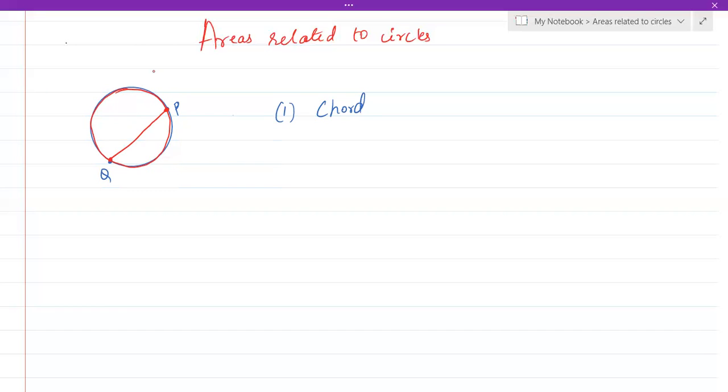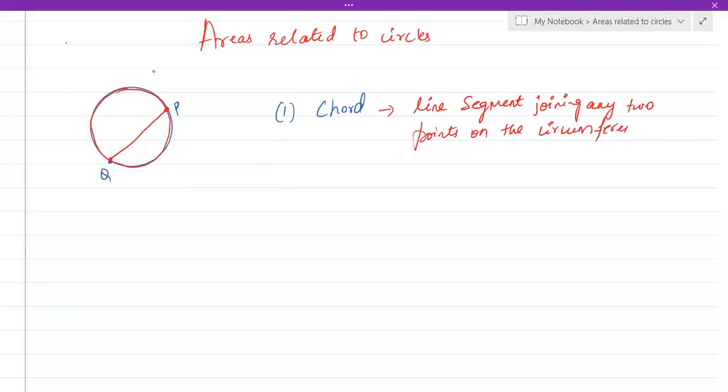So what is a chord? A chord is the line segment joining any two points on the circumference of a circle. It is a line segment joining any two points on the circumference of the circle.